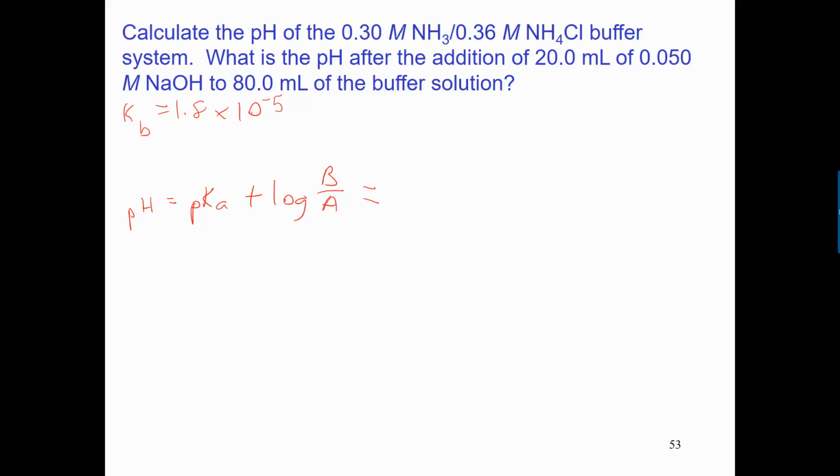Do you guys get a pH? What is it? 9.18. Okay. It's a base, so it seems to work out. Okay, so 9.18. Are you guys getting that too? Anybody else? After the addition. Oh, no, we're not doing that yet. We're doing this first part. What is the pH of that buffer system? Calculate the pH of this buffer system. We'll do the second part next. Okay.